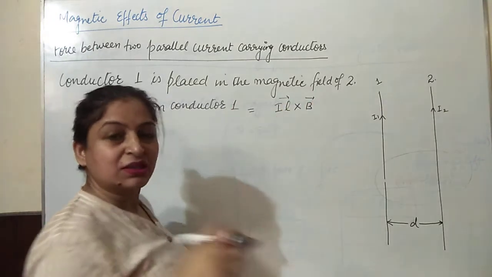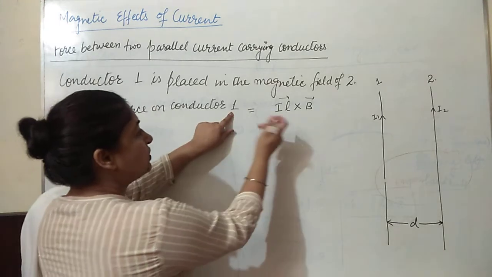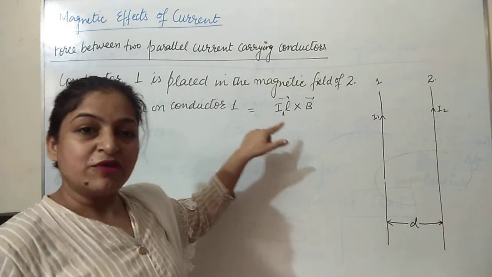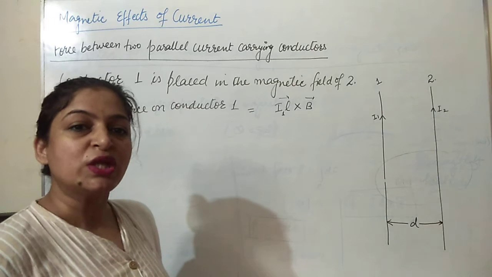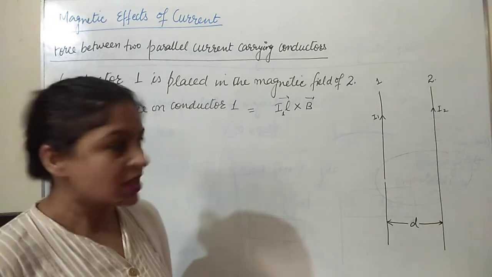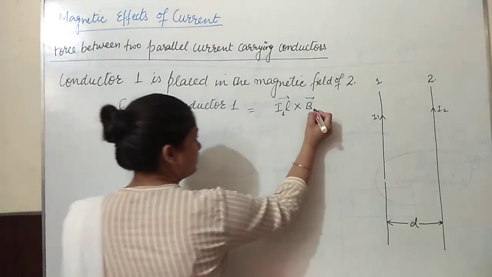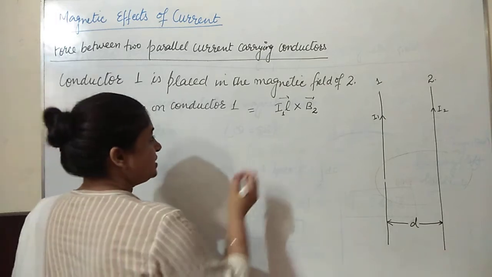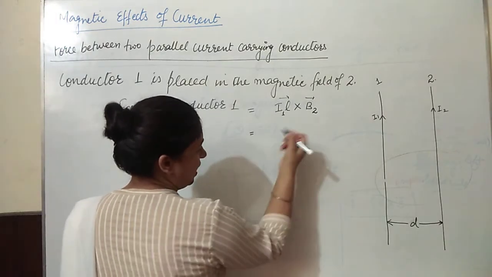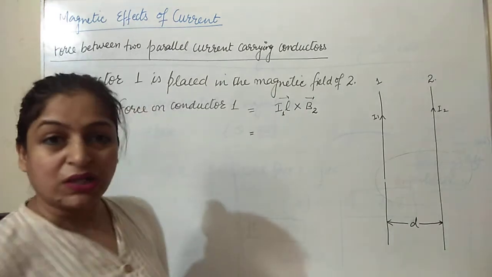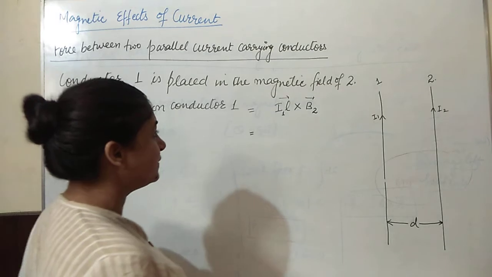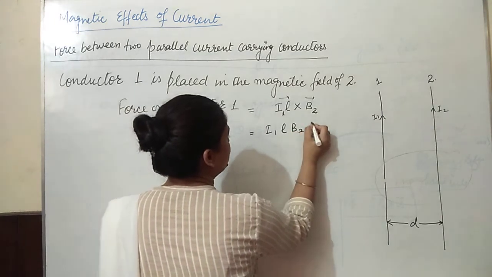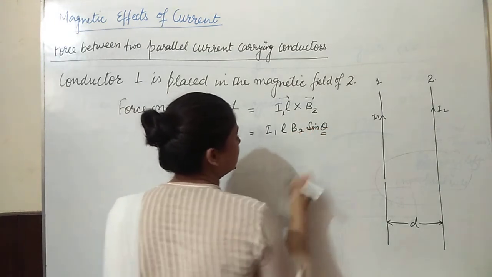I is the current of the conductor which is carrying current, so we are talking about conductor 1. And B is the magnetic field in which it is present, which is the magnetic field of conductor 2. Since there is a cross product, I have to use sine theta also. So the force is I1 L B2 sine theta. What is theta here?